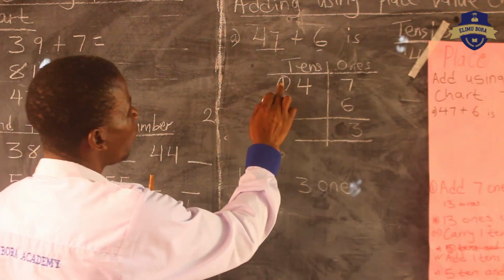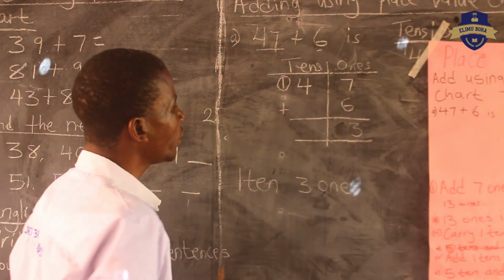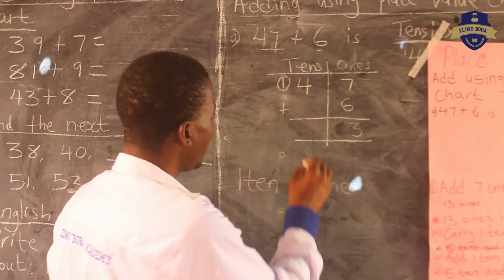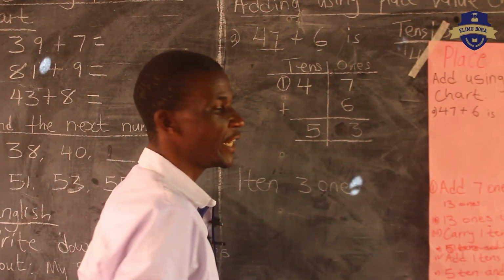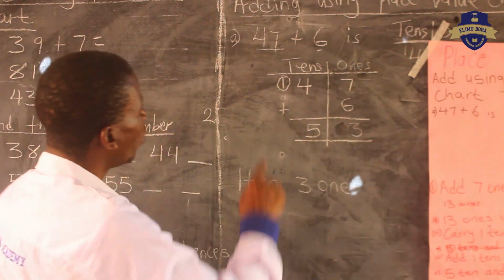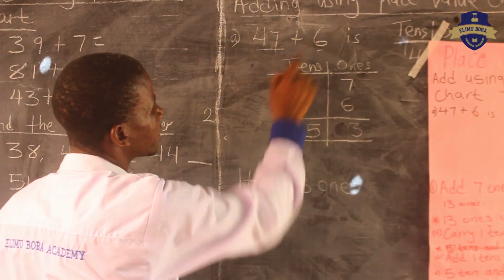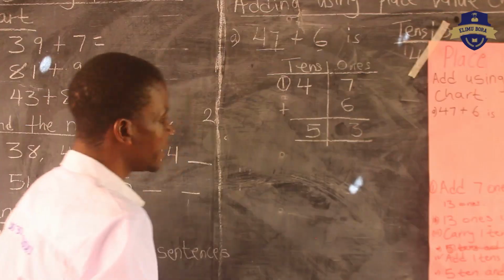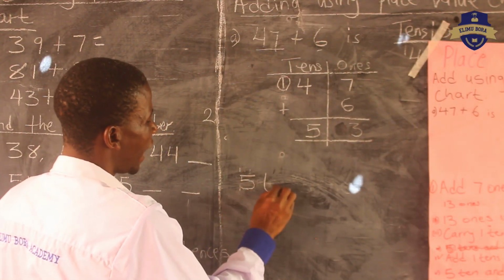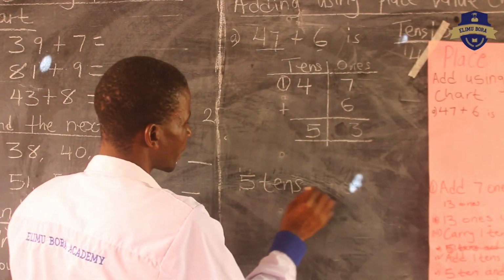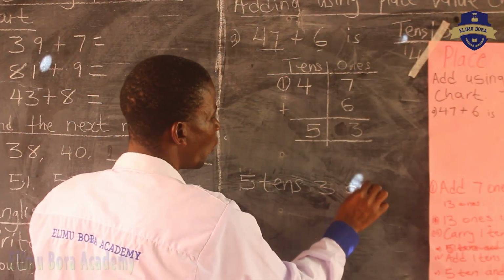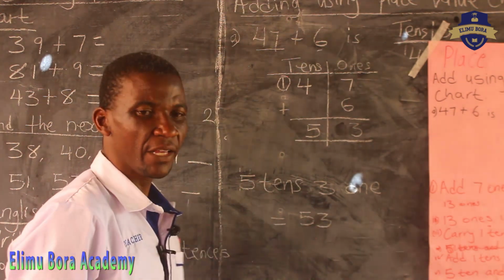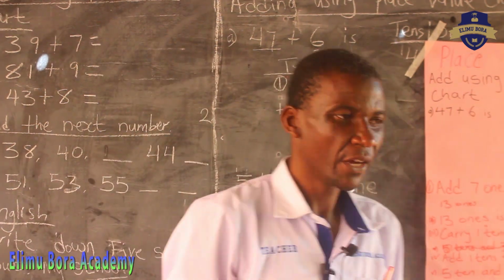Now, we have 1 ten plus 4 tens. What do we get? 5. We get 5 tens. So 47 plus 6, when we add it using place value chart, we get 5 tens and 3 ones, which is 53. Good.